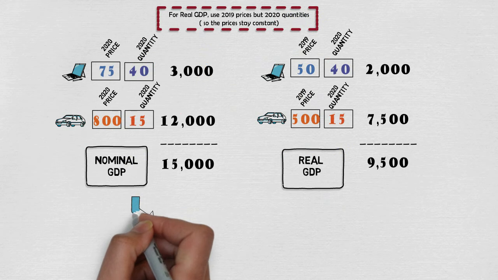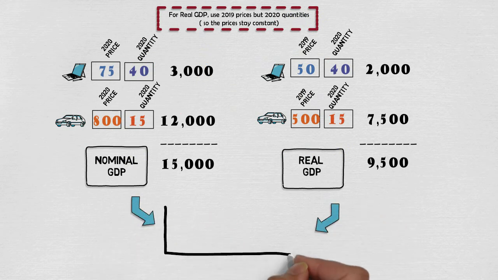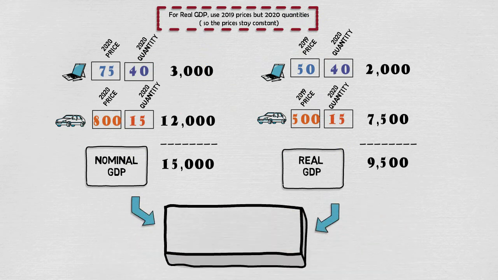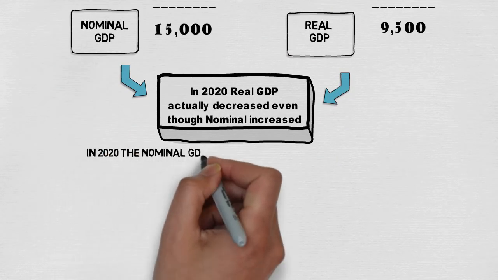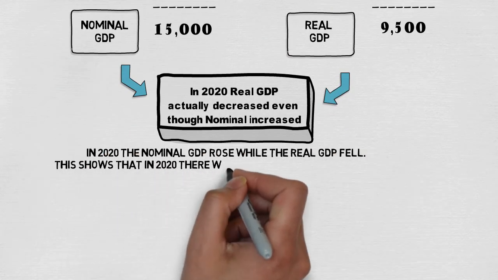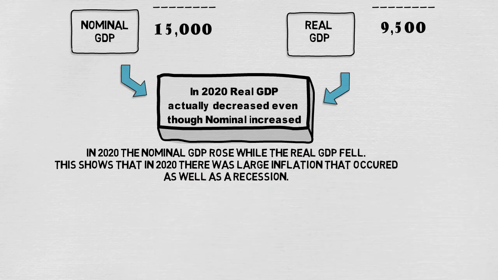$9,500. So what's happened here is our nominal GDP has increased, but our real GDP has decreased. And so we've had totally less output in our economy. So in 2020, nominal GDP rose while real GDP fell. That shows that there was a large inflation that happened, but at the same time we had a recession that went on.